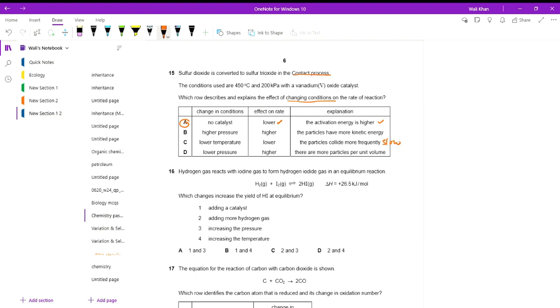Low pressure, effect on rate higher. There are more particles per unit volume. No, this is also not suitable. So the best option is A.